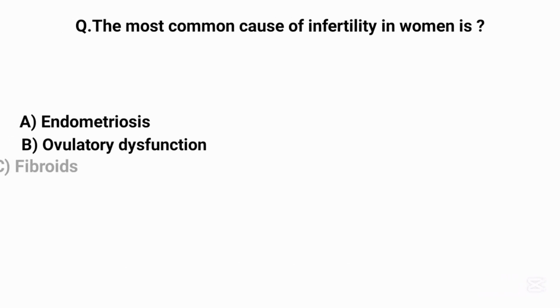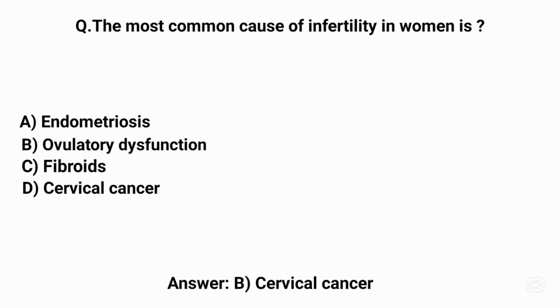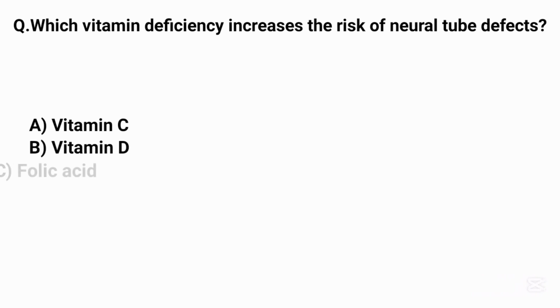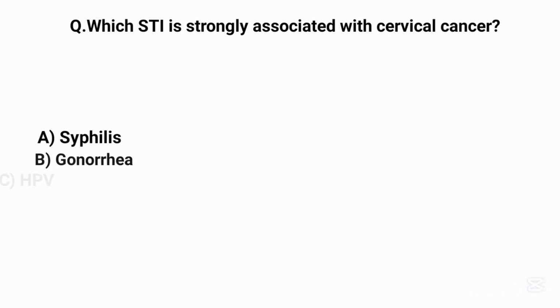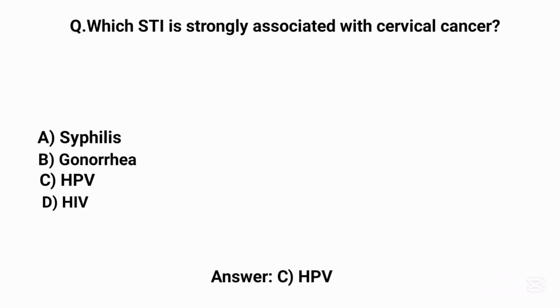The most common cause of infertility in women is. Correct answer is option B, cervical cancer. Which vitamin deficiency increases the risk of neural tube defects? Correct answer is option C, folic acid. Which STI is strongly associated with cervical cancer? Correct answer is option C, HPV.